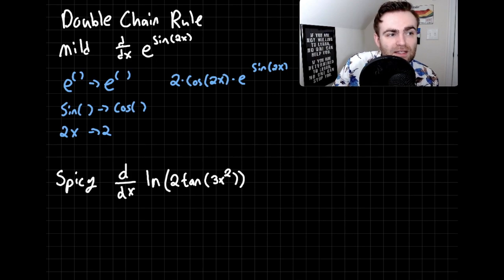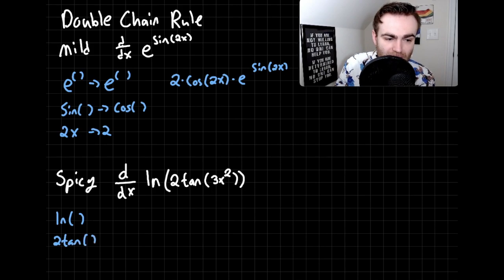So let's try something a little bit spicier, shall we? We still have three parts. In this function here, we have the natural log of something. We have 2 tangent of something, and then we have 3x squared. So like before, we're going to take the derivative of each part and see what happens.